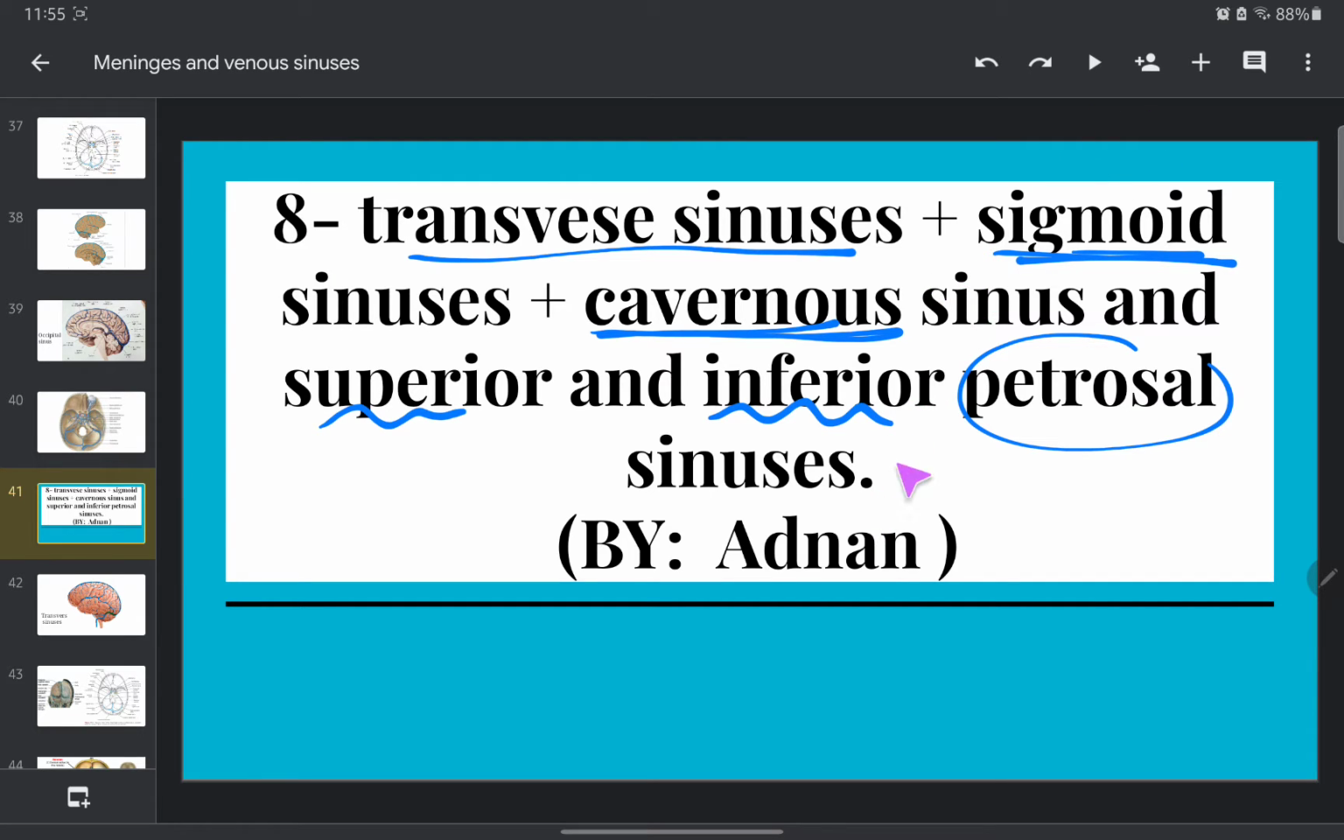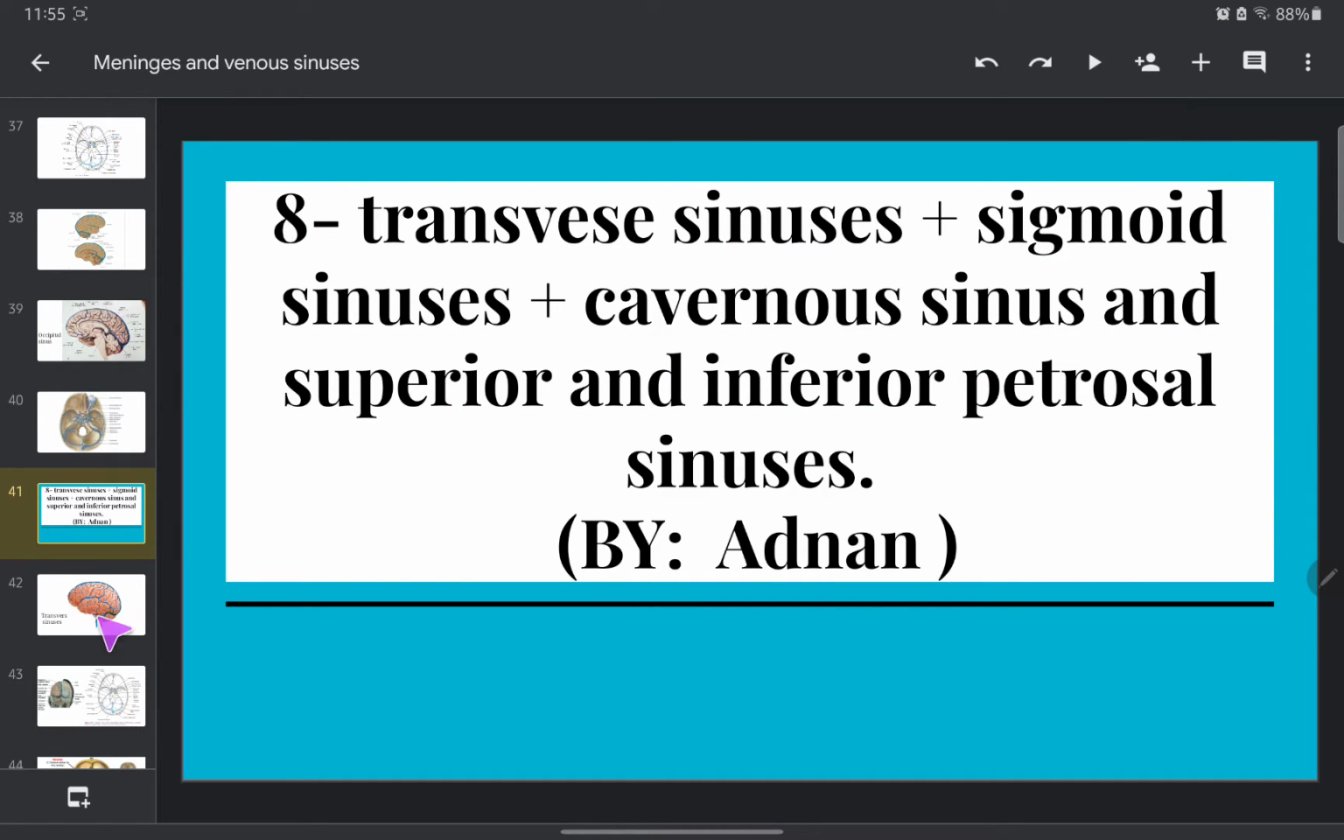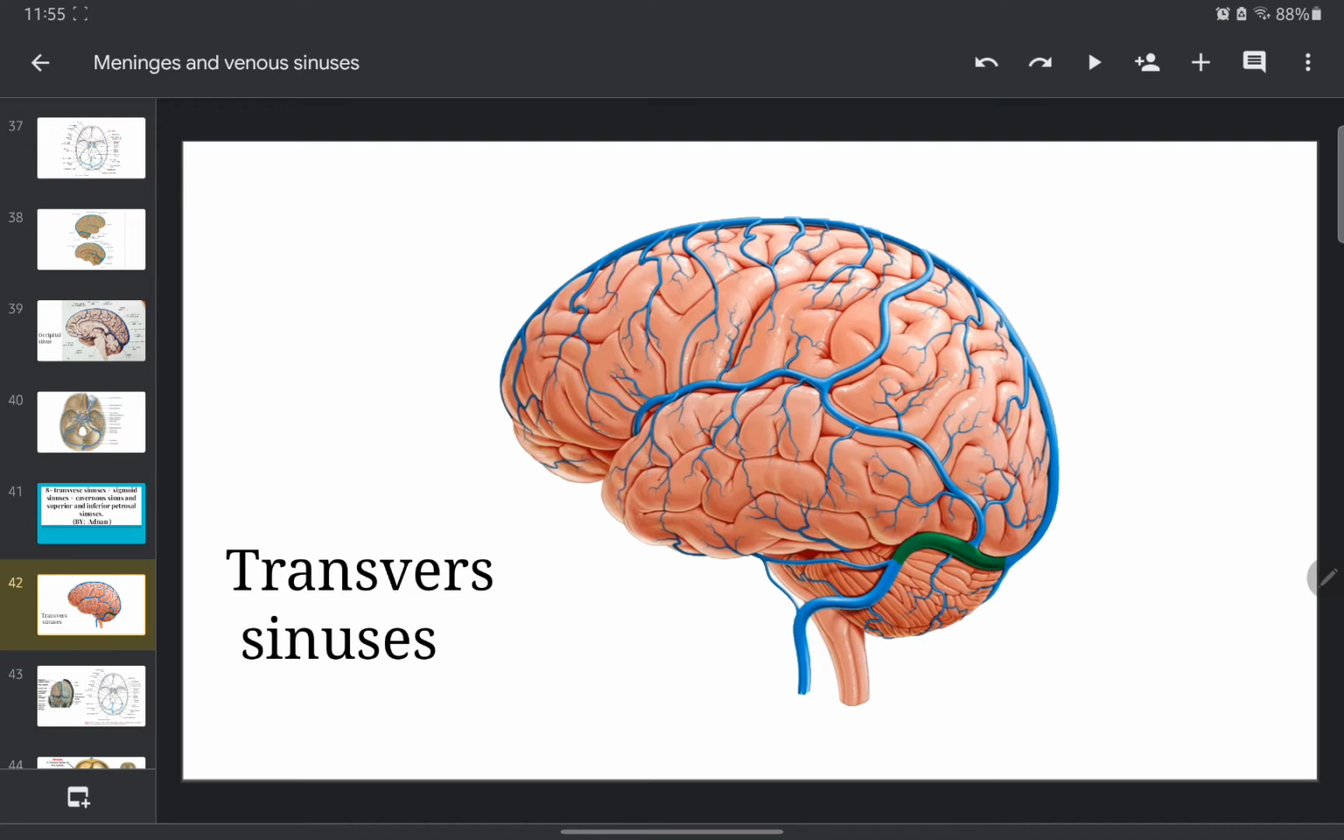Now I'll go through each one, and as you know, we'll go through the location, the termination after saying the origin, and the course, and the tributaries, and any other important landmarks. The first sinus, as you know, is the transverse sinus.